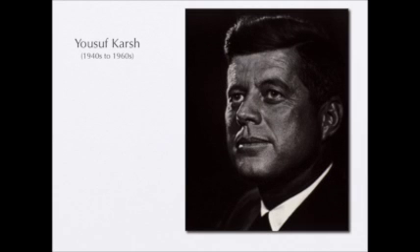So one of the things that's interesting about Karsh is that the light that he used in his photographs seems to come from everywhere. Where is the light coming from on JFK's face here? Seems to be shadows coming from one side.